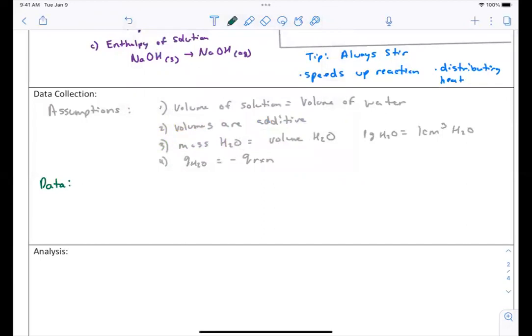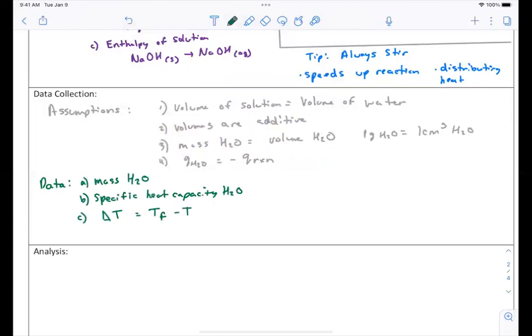Data that you need. Okay. 1, mass of water. Total at the end, or of the beaker that you're using to heat up. 2, specific heat capacity of water. Is that given to you? Yes, but you still need that value, C. You need the change in temperature, which is TF minus TI.